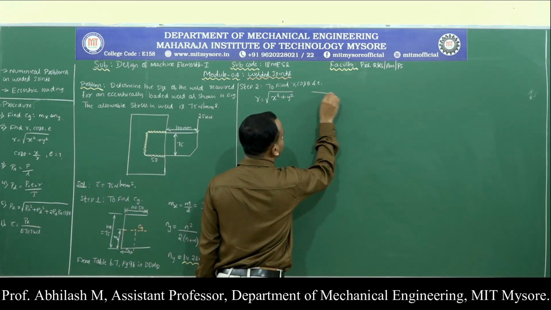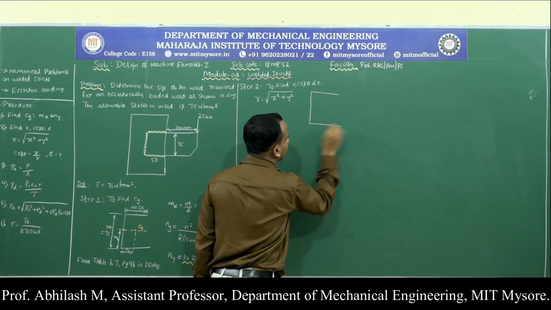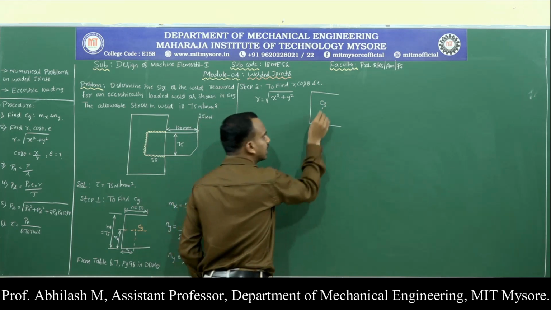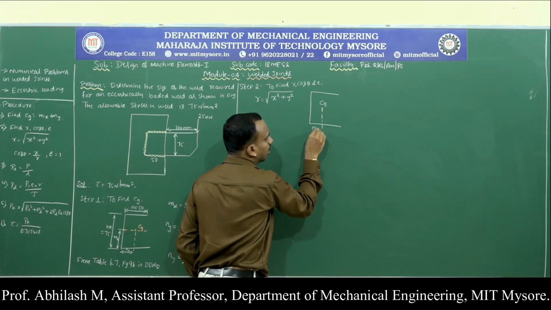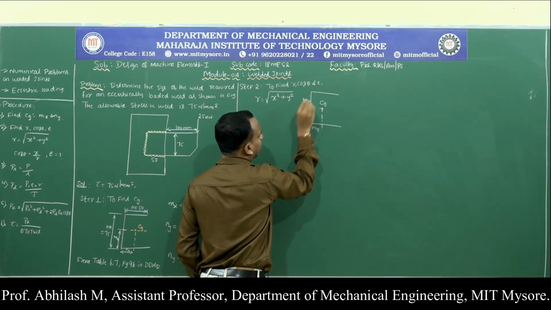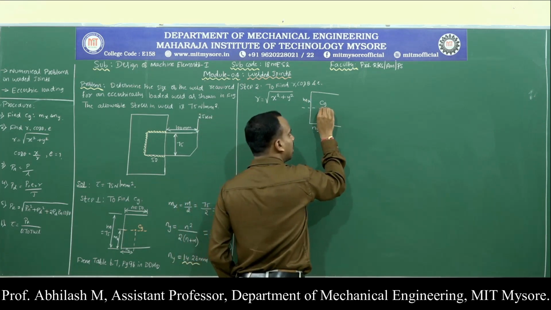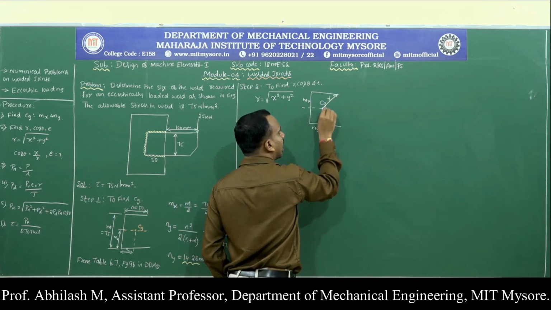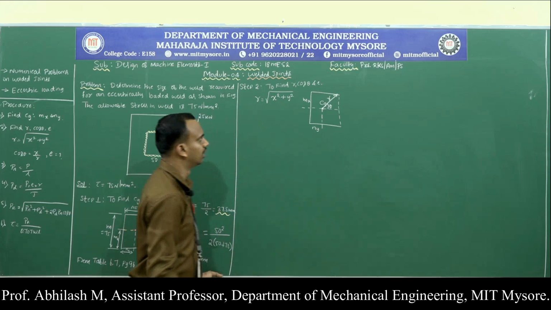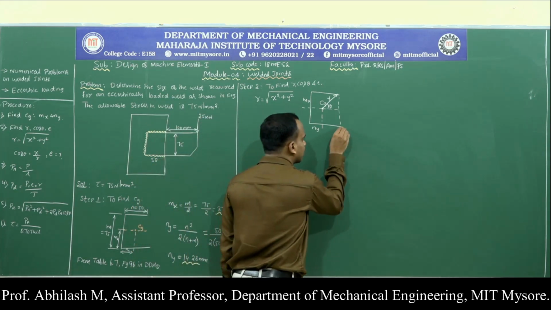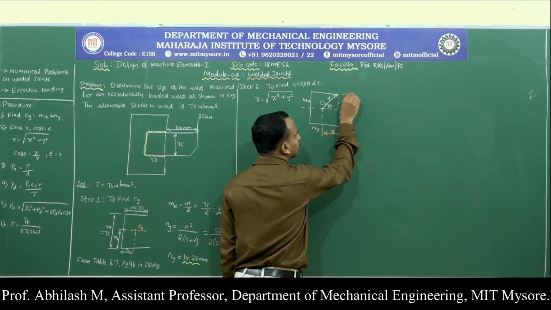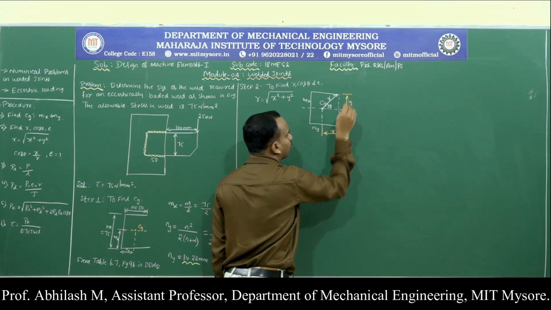How is the sketch looking like? Here we have the welded joint, here is my CG, this particular point is Ny, and either from here or here it is my Mx. From here we have the value of R, the value of theta, and here this represents the value of X, and this represents the value of Y.